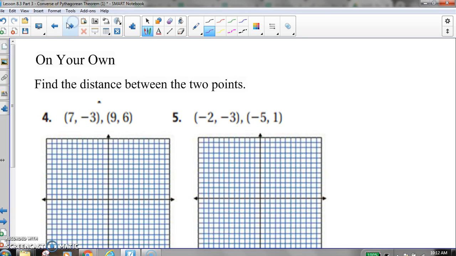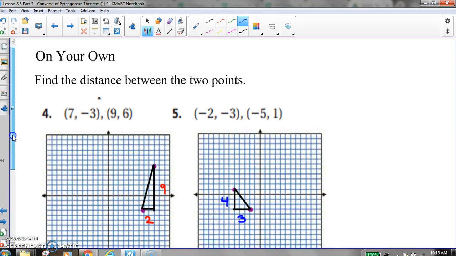All right, the next thing I'd like you guys to do is to try these two on your own to find the distance between those 2 points. So again, pause the video, take some time to try those two out, and see if you can come up with the correct answers.